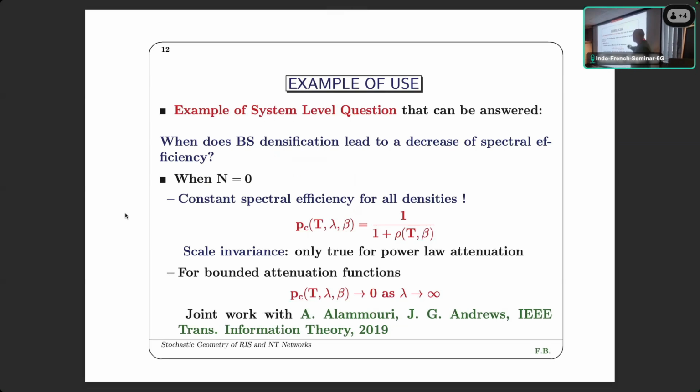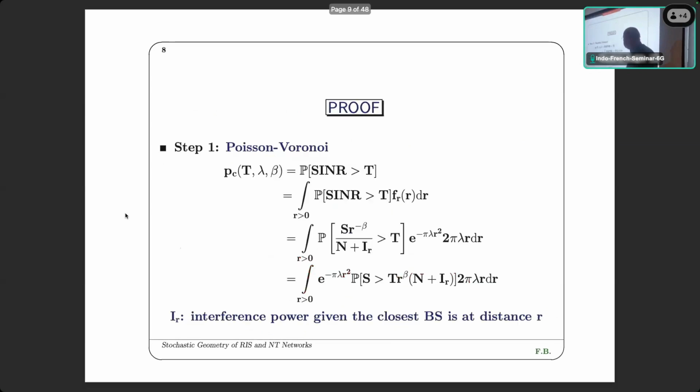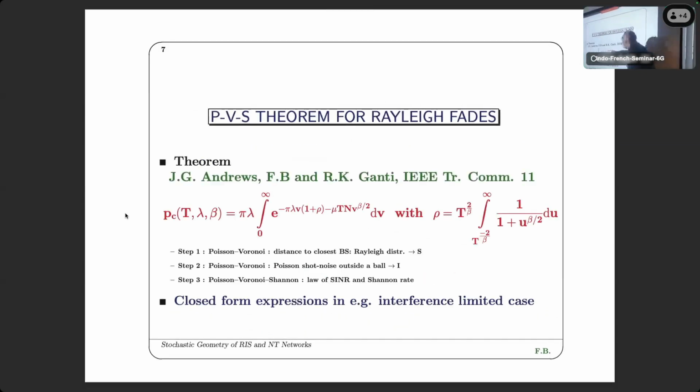If you take N equal to 0, it's called the case where you, in a sense, neglect the thermal noise. So it's the interference limited case. The formulas that I've shown, you remember what it was, right? This guy, there is no N. Look at what it is. Just an integral of an exponential form, linear, right?